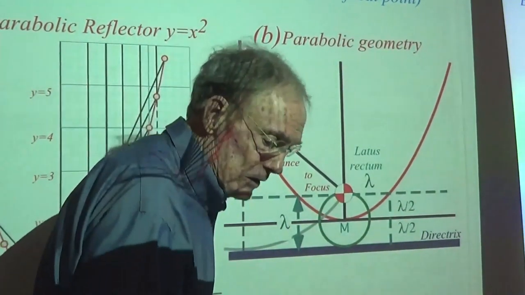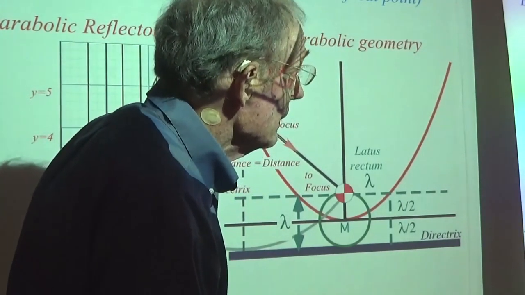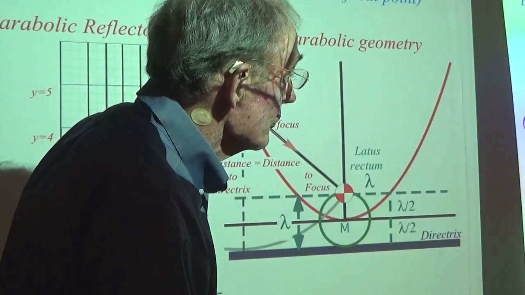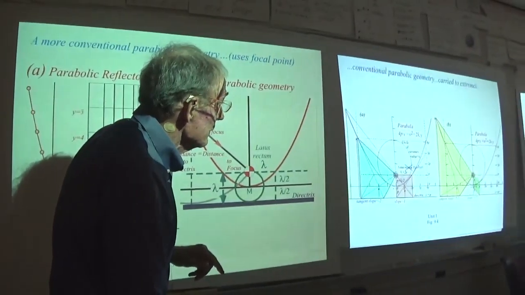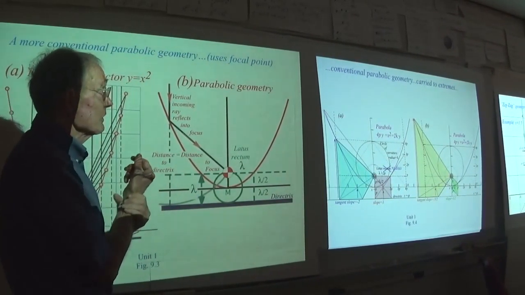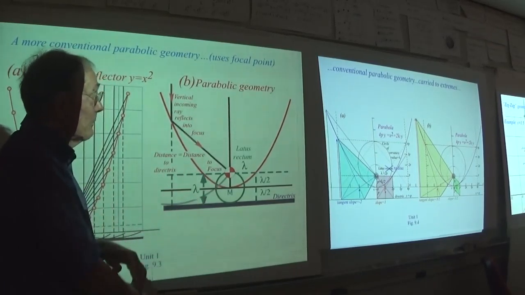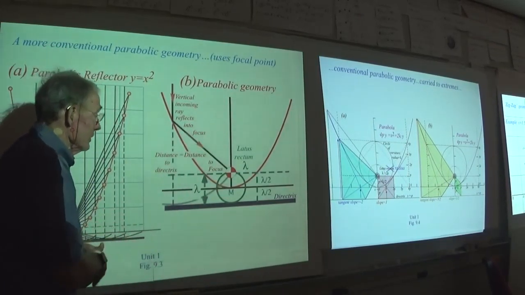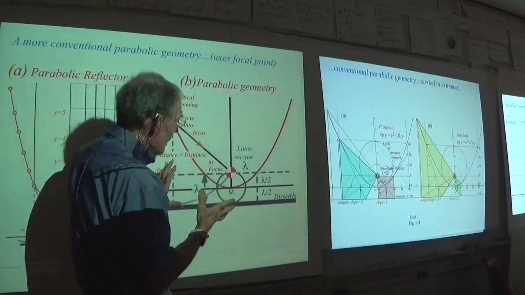We'll talk about it in just a minute. We can go ahead here and get this thing up to speed and show you what it is that we're aiming at here, that structure right there, that geometrical structure. This is parabolic geometry carried to extremes. But there's a radius.